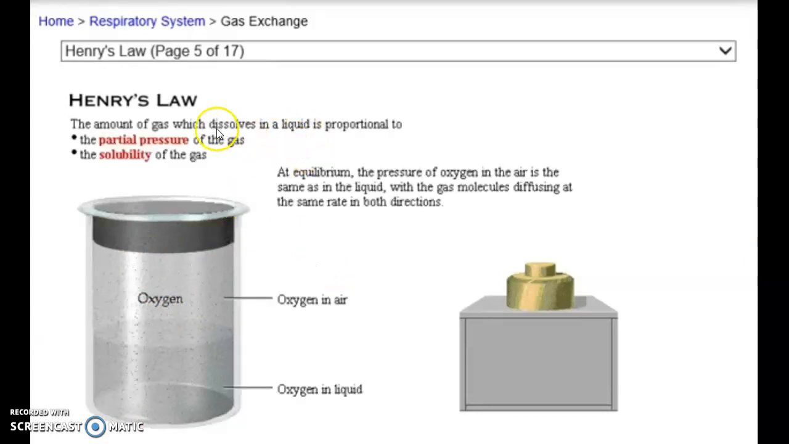Okay, so the amount of gas which dissolves in a liquid is proportional to two things: the partial pressure of the gas. Remember, we put the big P in front of the different gases, and we know that nitrogen had a totally different partial pressure than oxygen did. Oxygen had a totally different partial pressure than carbon dioxide did. But then the next factor is the solubility of the gas. In other words, how easily does the gas travel from one medium like air into another medium like liquid?